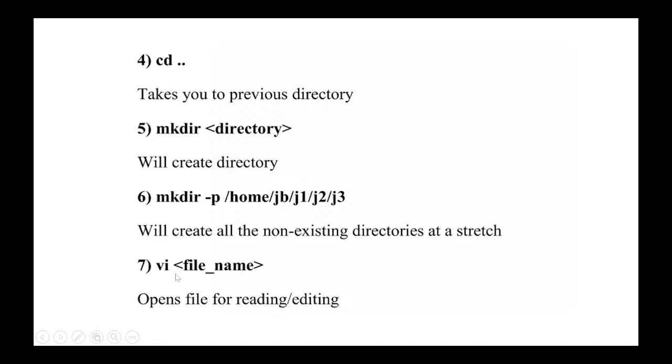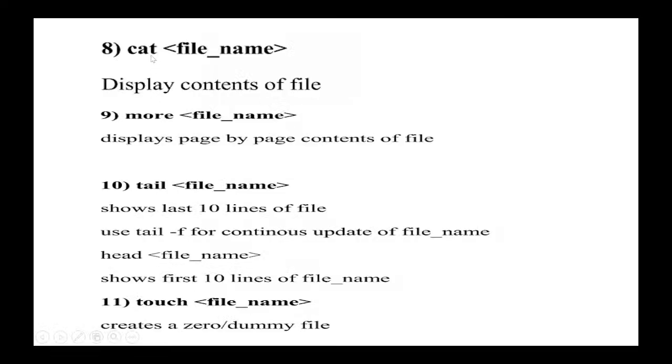And the seventh one is vi file name, which opens a file for reading and editing. This is an editor. Then the eighth command is cat space file name, which displays the content of the file. And the ninth one is more file name, which displays the contents of a file page by page.